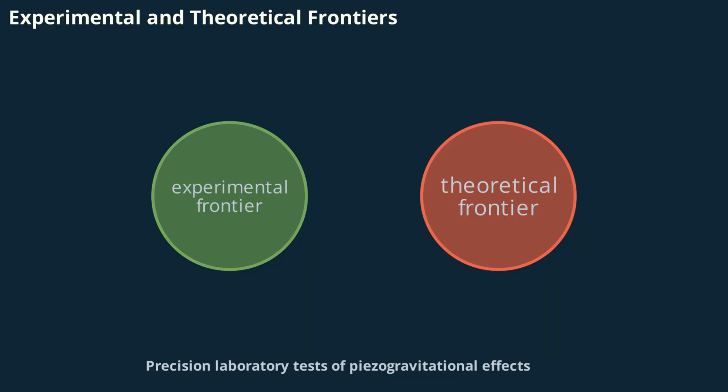Precision laboratory tests of piezo-gravitational effects could validate the theory at small scales, while astronomical observations may reveal MCG's role in galactic dynamics. Meanwhile, speculative engineering pushes the boundaries of what's possible, imagining craft that ride the structured vacuum itself. The journey from Casimir plates to flying saucers is just beginning.